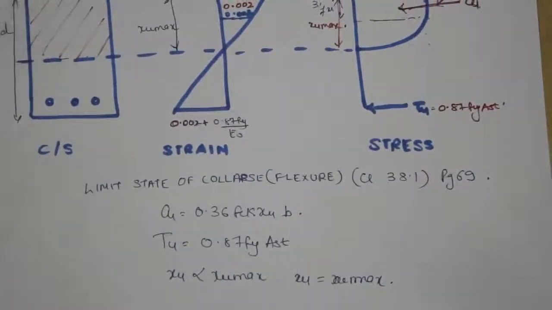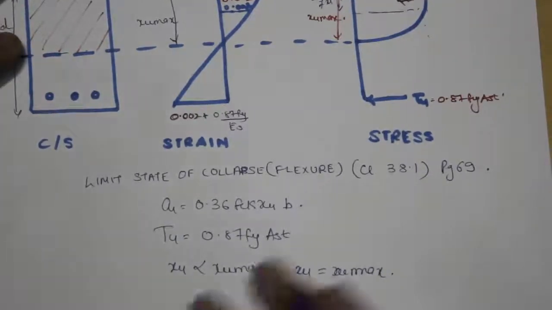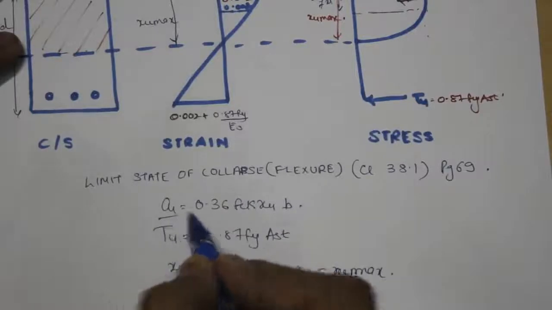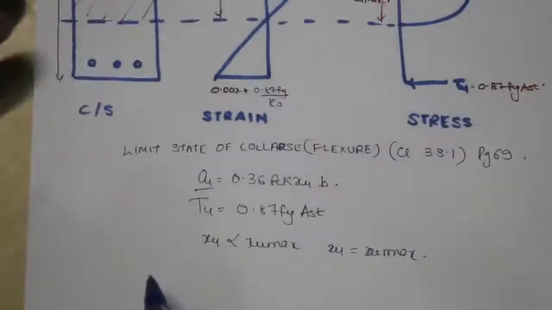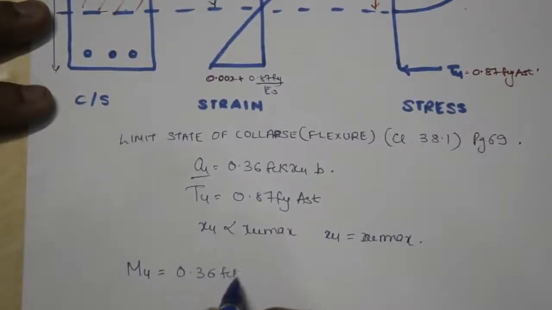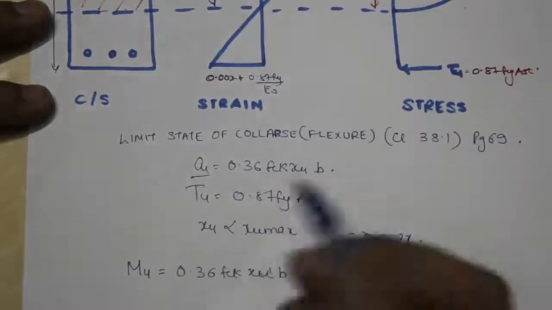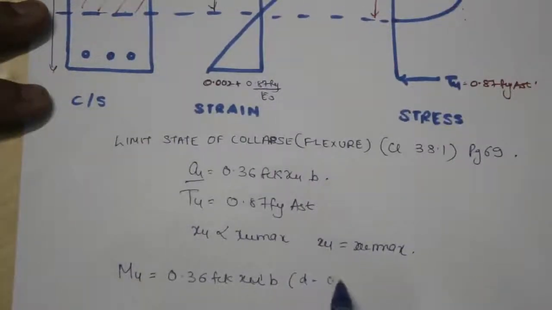A beam is designed for the maximum moment which it can sustain, that is the moment of resistance for the beam, given by the compressive force multiplied by the lever arm. If we take the compressive force Cu, the moment of resistance for the beam will be given as M ultimate, which will be equal to 0.36 fck Xu b multiplied by the lever arm, that is d minus 0.42 Xu.